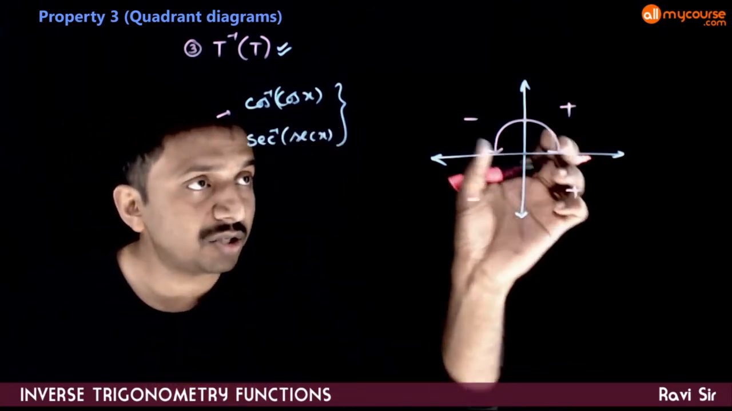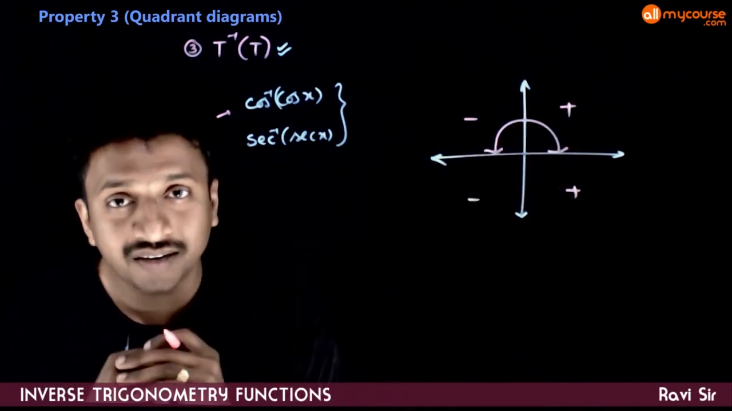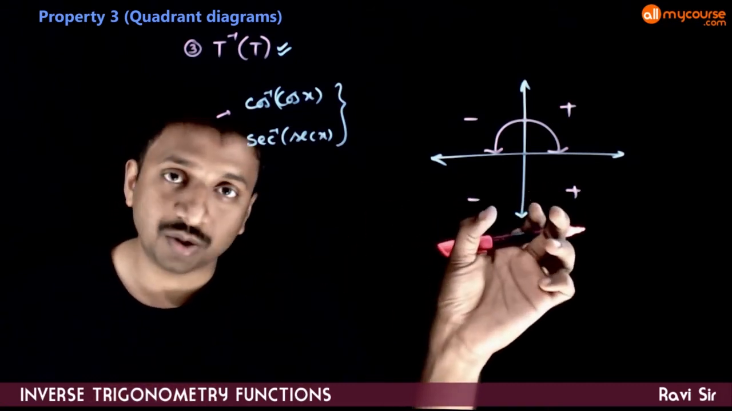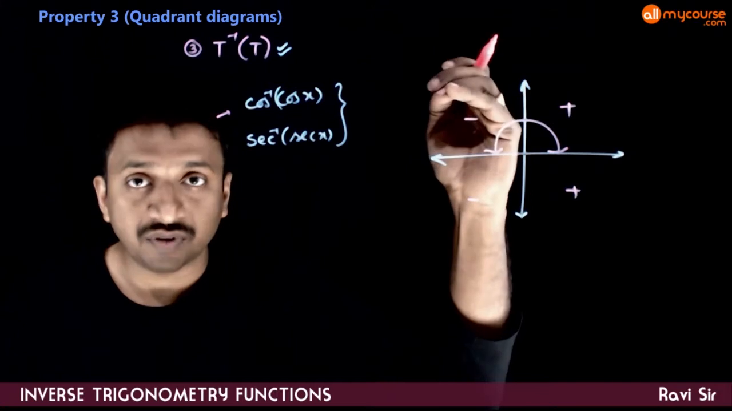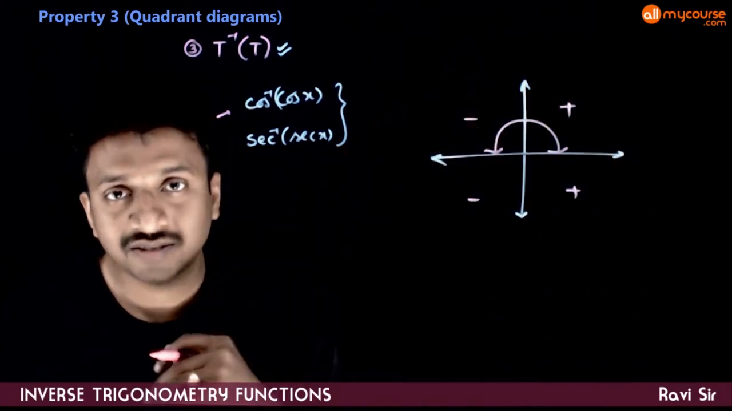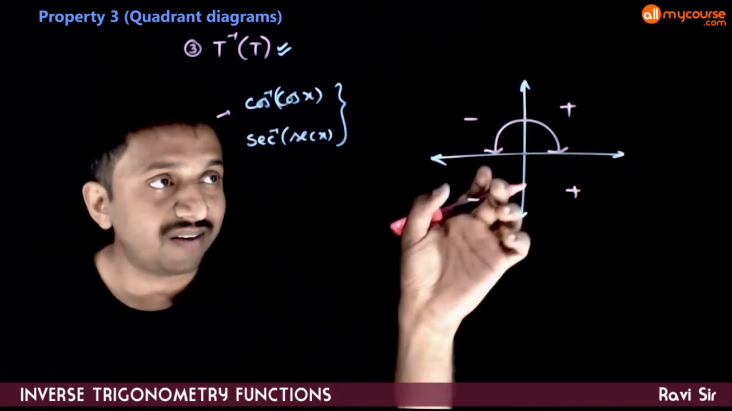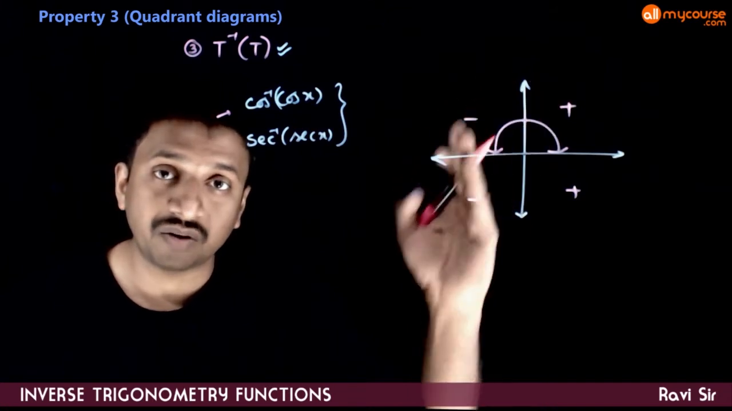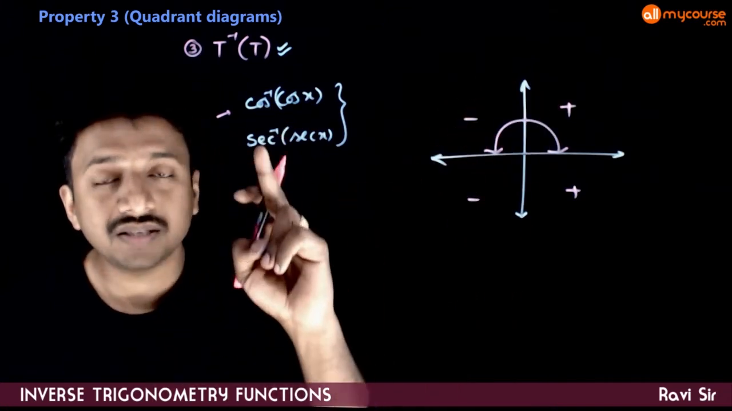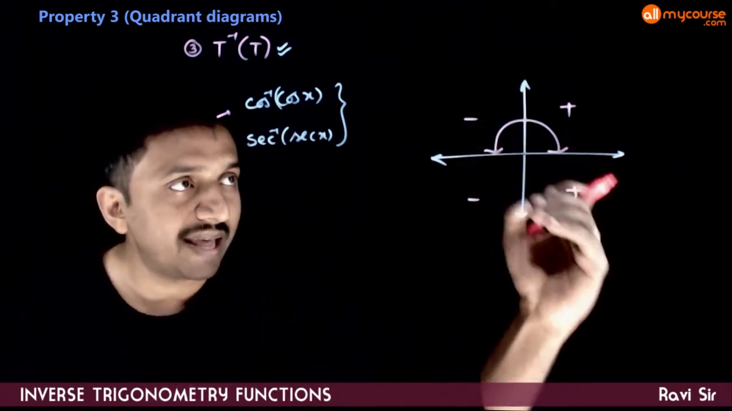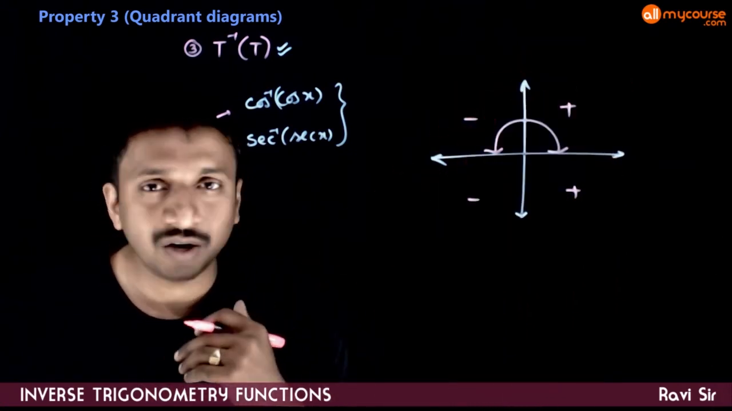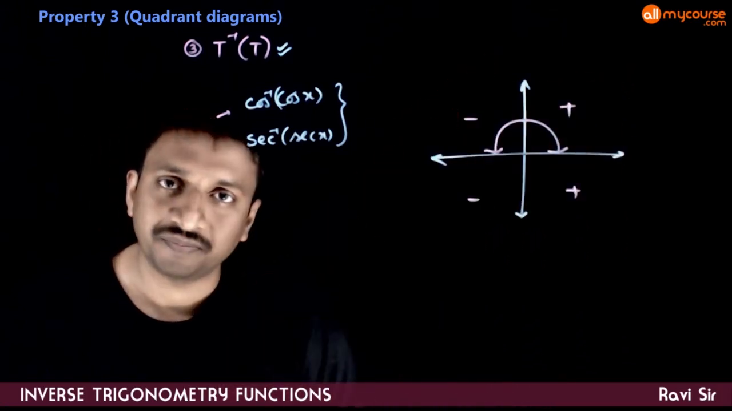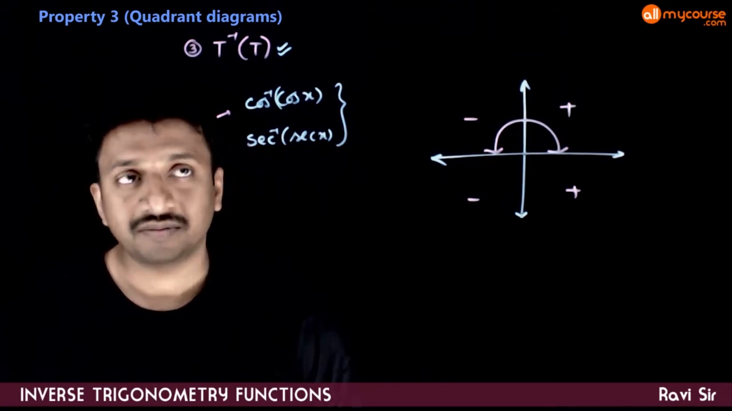Now, if the ray stops within the range, you don't need to reflect it, you just need to measure the angle in the standard convention. If the ray stops in these two quadrants, minus has to be transferred to minus, plus has to be transferred to plus. We are dealing with reflection about the x-axis now. For sine inverse and cosecant inverse, we dealt with reflection about the y-axis. For cos inverse and secant inverse, the reflection is about the x-axis. So what you just need to remember is, negatives have to go to the negative side, positives have to go to the positive side.